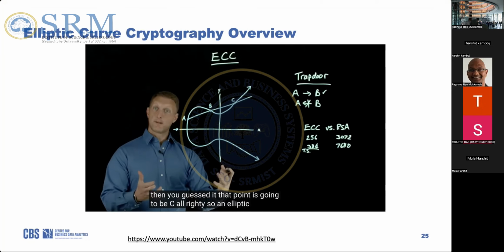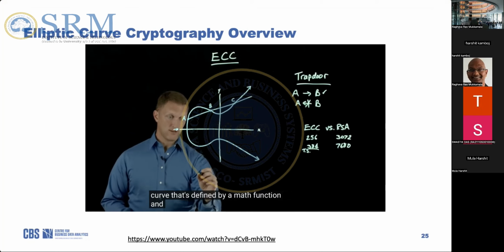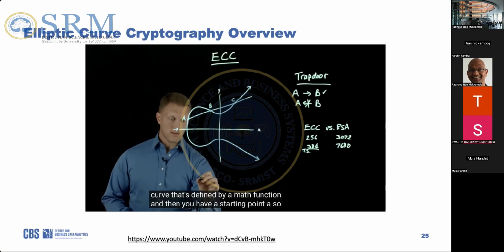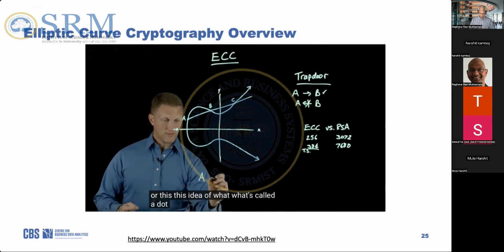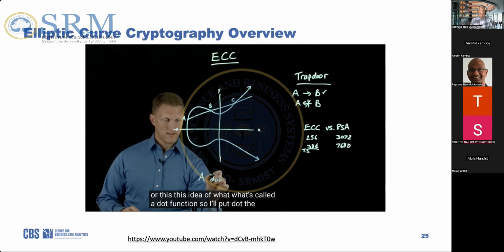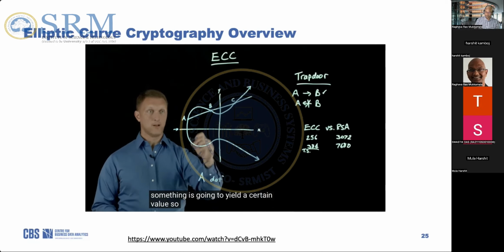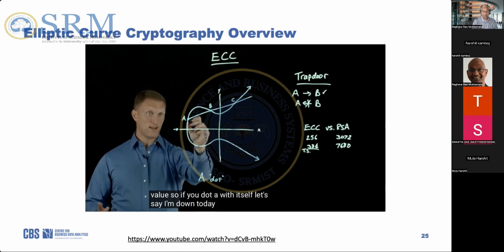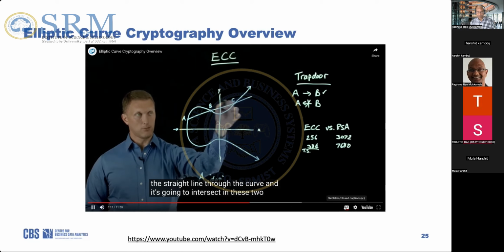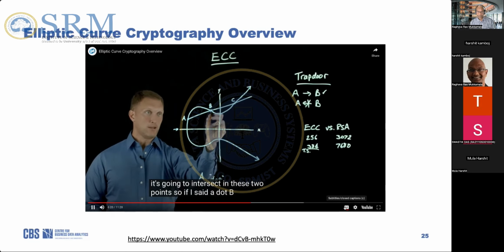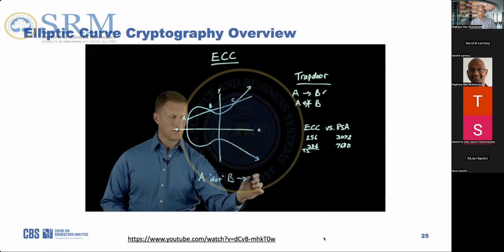In elliptic curve cryptography, you have a curve that's defined by a math function, and then you have a starting point A, and then this idea of what's called a dot function. A dot something is going to yield a certain value. If you dot A with itself, essentially you draw the straight line through the curve and it's going to intersect in these 2 points. So if I said A dot B, then that would yield C.